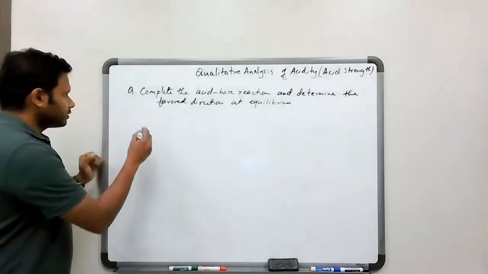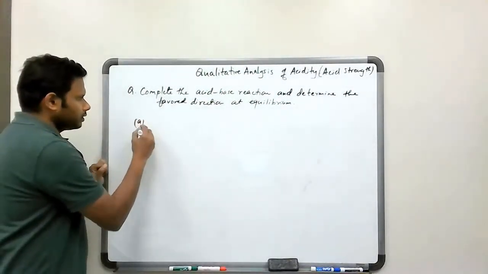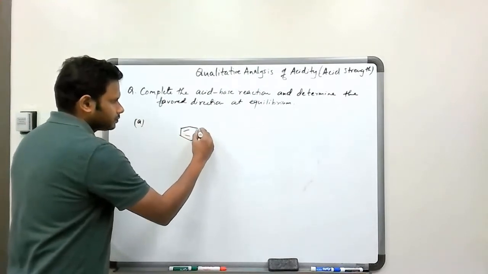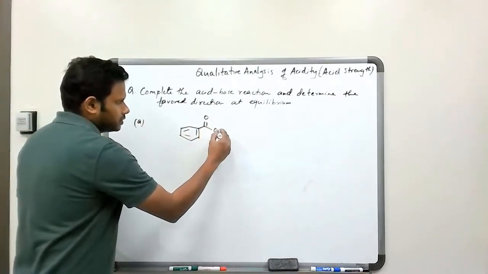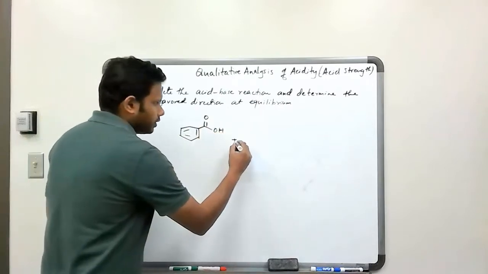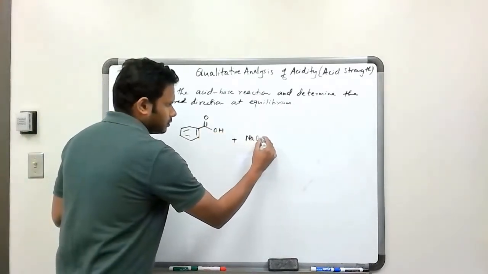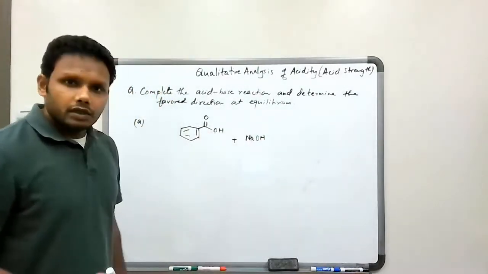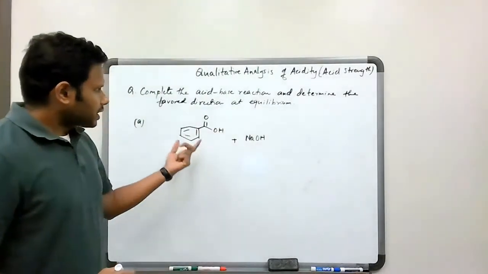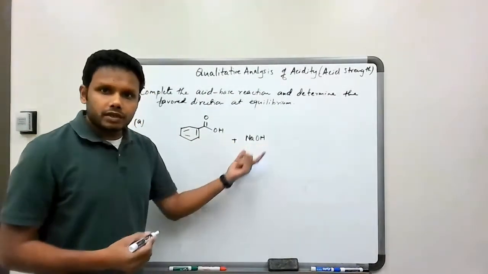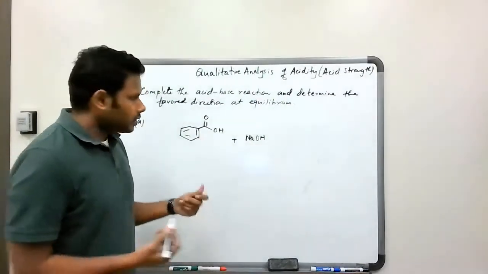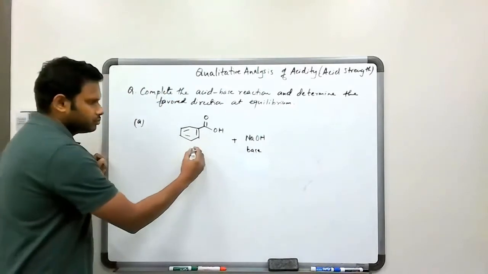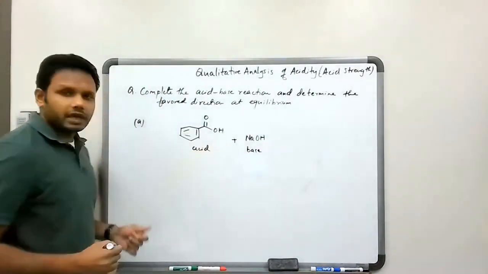So the two examples that I've chosen for this video here, the first one is the reaction of this molecule here with NaOH, sodium hydroxide. Now, in this particular case, because sodium hydroxide is a known base, we can qualify this as the base, which means that this molecule here must be the acid.